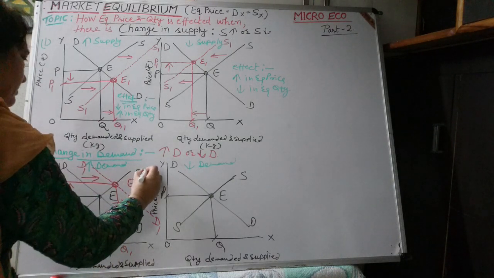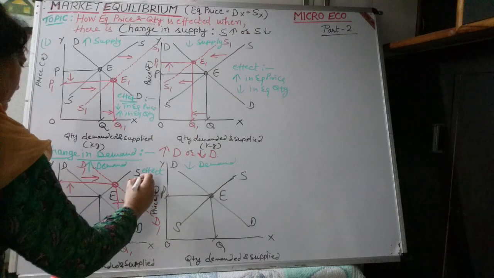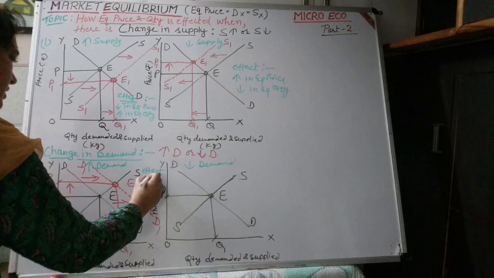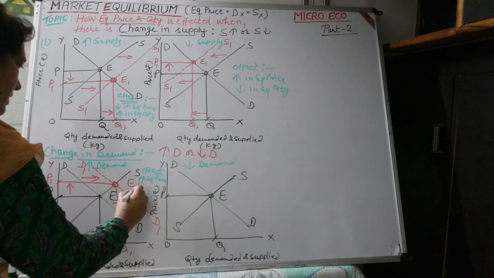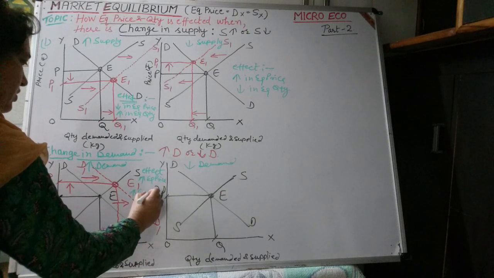So the effect: increase in equilibrium price and also increase in equilibrium quantity.